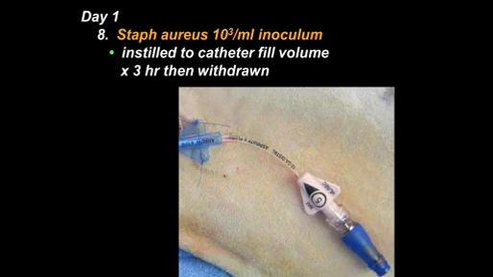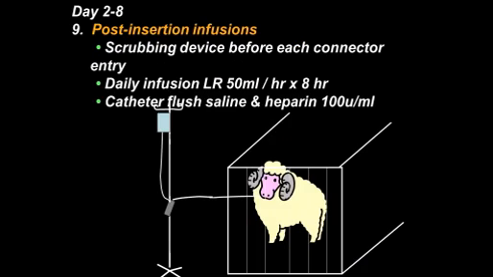And on day 1, Staph aureus 10 to the third per mil inoculum was instilled in the catheter at fill volume. None was injected into the sheath. It was left there for 3 hours and then was withdrawn. Post-insertion, beginning on day 2 and throughout the duration of the study, the sheep was infused with a daily infusion of lactated Ringer's, 50 mils per hour times 8 hours.